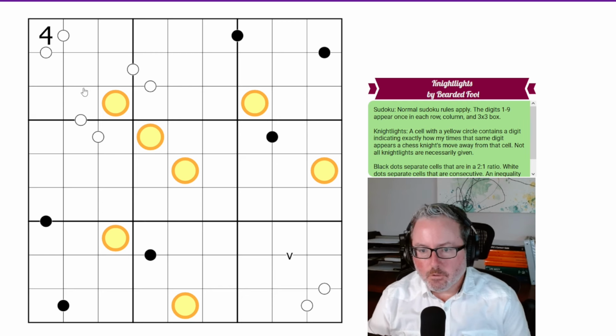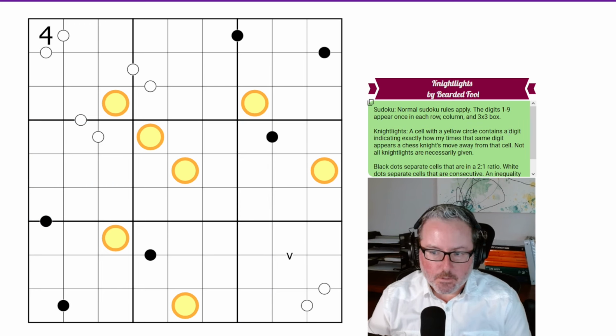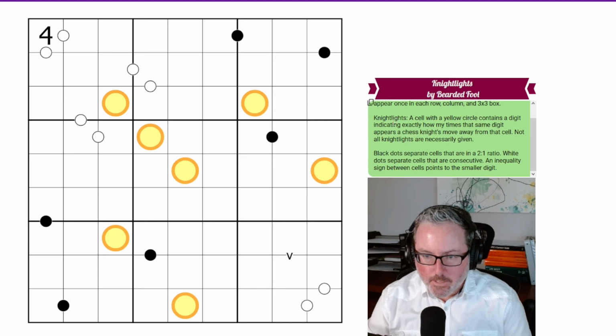Normal Sudoku rules apply, so every row, every column, and every 3x3 box must contain the digits 1 through 9 once each. Now we've got our Knightlites, spelled K-N, obviously like chess knight. A cell with a yellow circle contains a digit indicating exactly how many times that same digit appears a chess knight's move away from that cell. Not all Knightlites are necessarily given. Okay, so what does that mean?